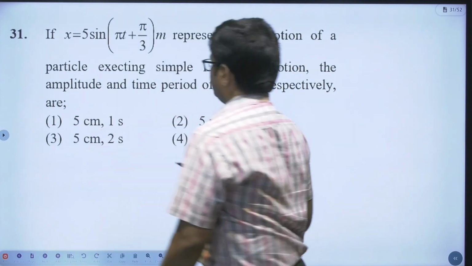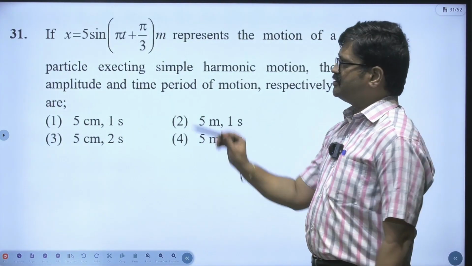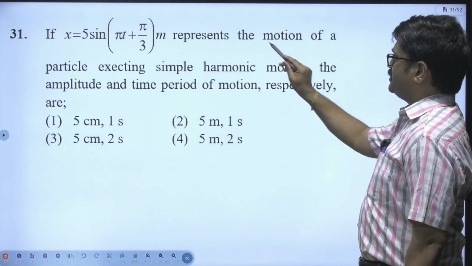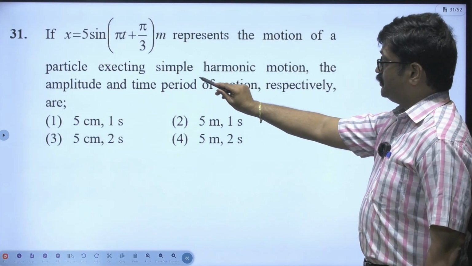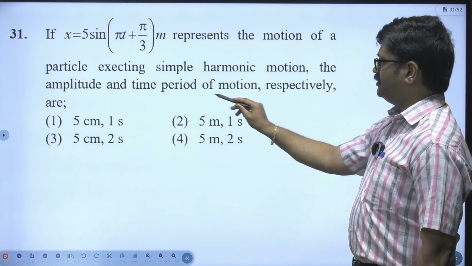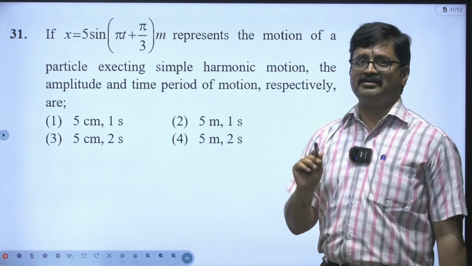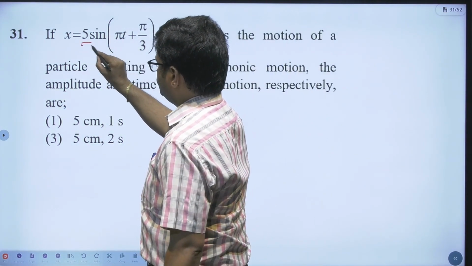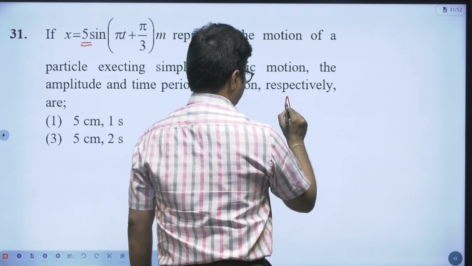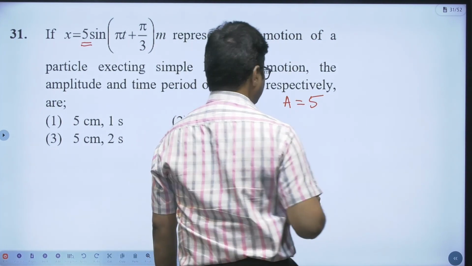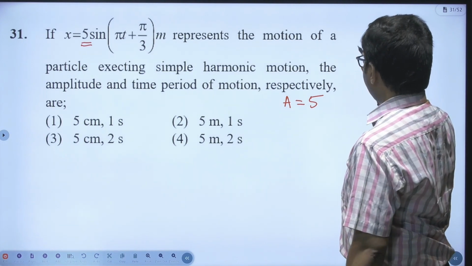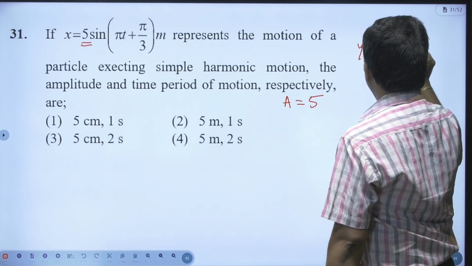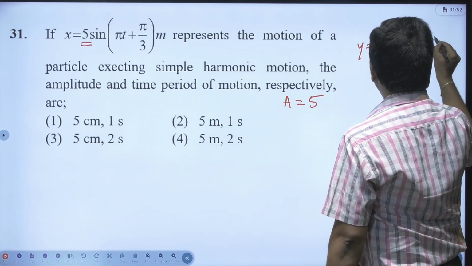Now let me move on to the next question. This question is based on simple harmonic motion. As you can see, the equation x equal to 5 sine (pi t plus pi by 3) meter represents the motion of a particle executing simple harmonic motion. The amplitude and time period of motion respectively are how much, they are asking. Now amplitude we can very easily understand. It happens to be 5 here. So I'll just mention amplitude is 5. How did I do it? I'll just write the equation y is equal to a sine (omega t plus phi).